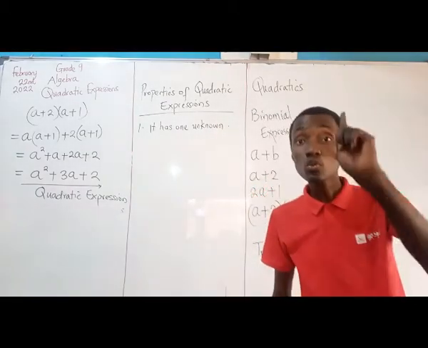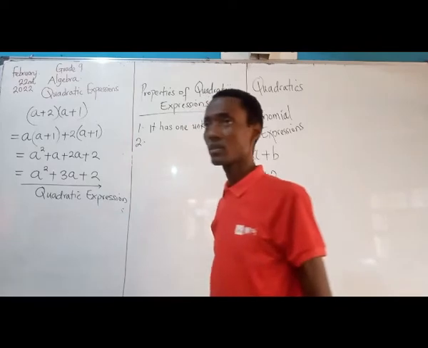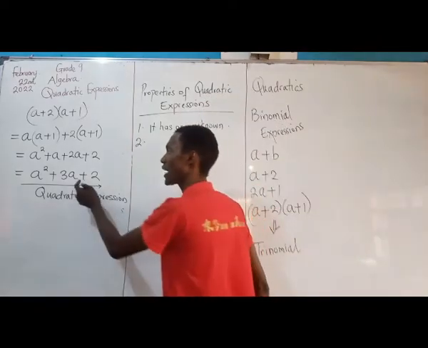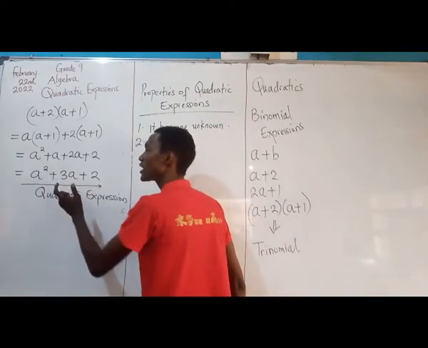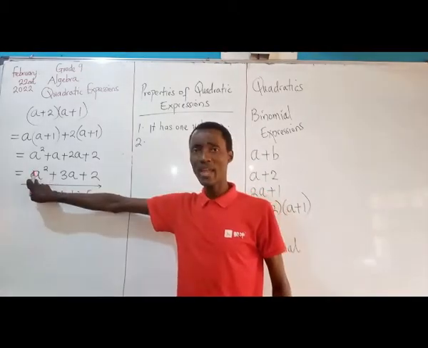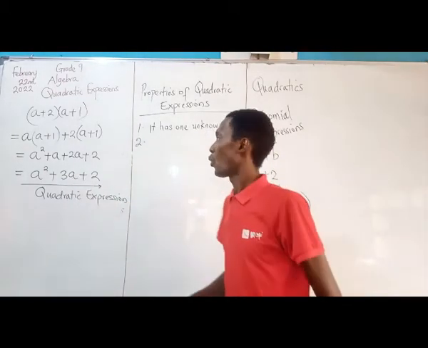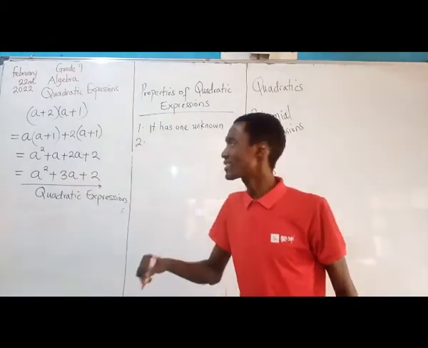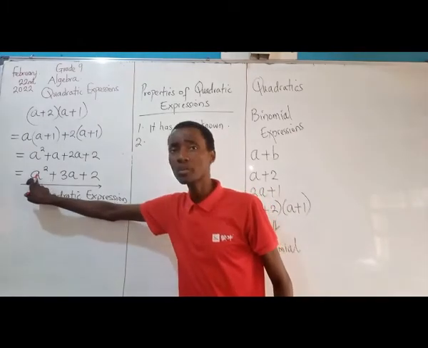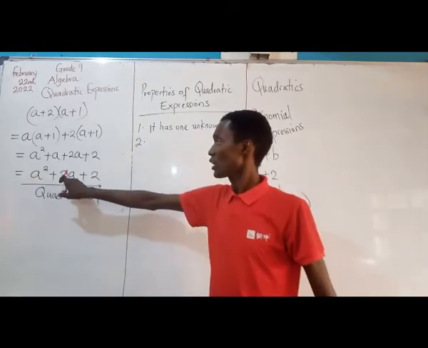That's it. That's just one unknown. Number two, if you look at this, there are two. I'm seeing one unknown appearing twice. I'm seeing a squared here. I'm seeing 3a.